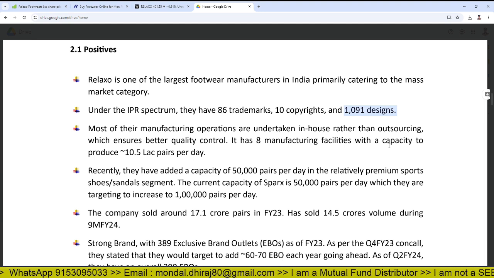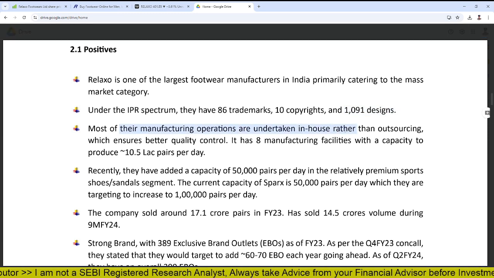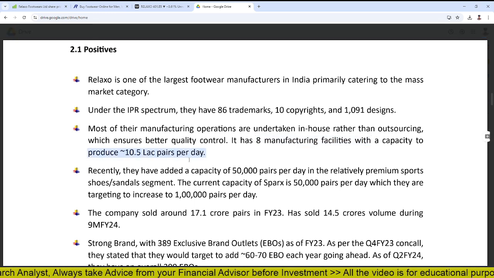You know that some companies are basically outsourcing the task to a local manufacturer, and they are adding their tag, like Sea Leathers. They outsource the particular task to the local manufacturer, and they put the tag on the product and sell it. Most of Relaxo's manufacturing operations are undertaken in-house rather than outsourcing, which ensures better quality control. And it has 8 manufacturing facilities with a capacity to produce 10.5 lakh pairs per day. You know that 10.5 lakh pairs of shoes per day is their capacity.